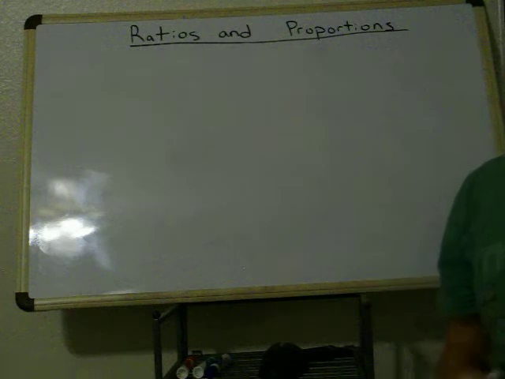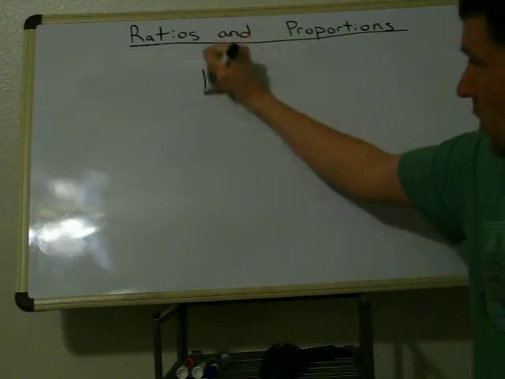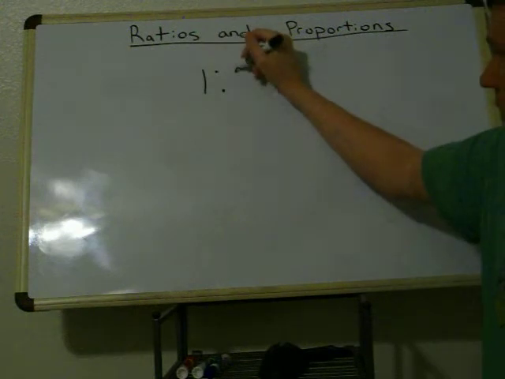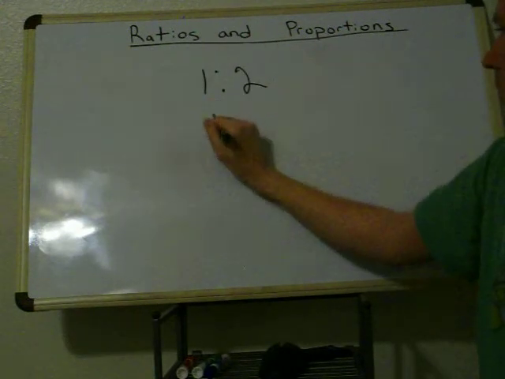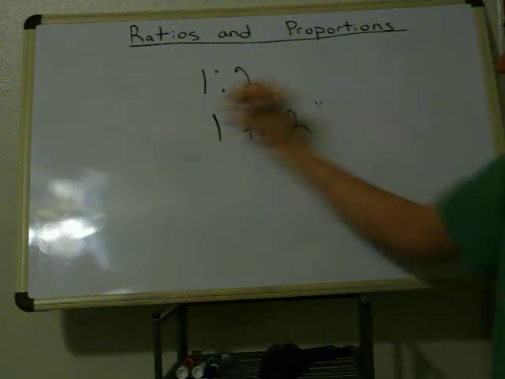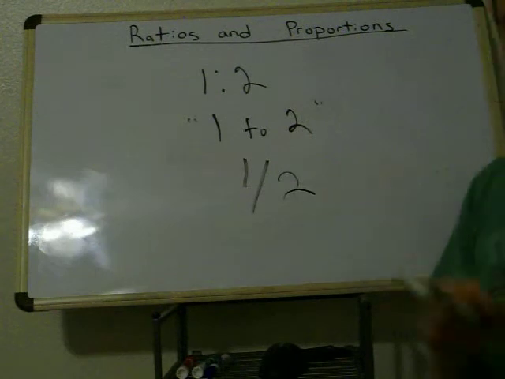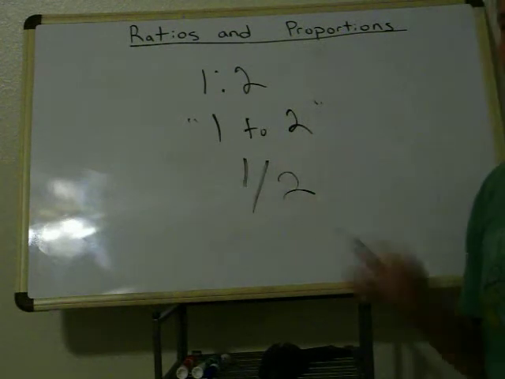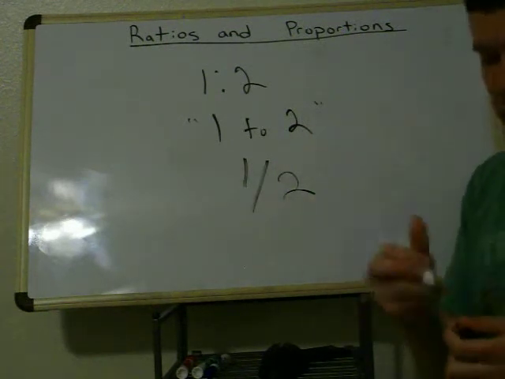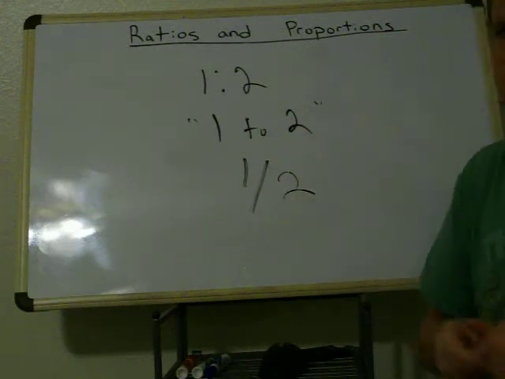So if we say I have a ratio of 1 to 2, I can write that as 1 with a colon to 2, or 1 to 2, or 1 over 2. These are all good and valid ways to write ratios. Again, the colon, the word "to", or the little slash.